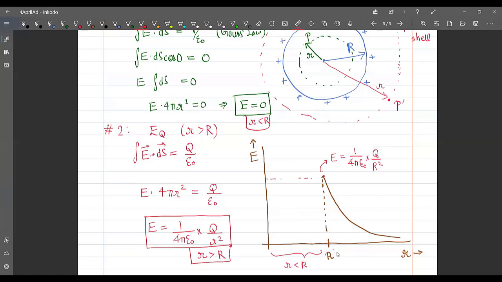But beyond R, in this region, r is greater than R. Any point here, electric field will be given by this formula, KQ by r square. When the value of r increases, electric field decreases. But just outside the spherical shell, the value of electric field will be maximum, and that will be given by this equation, 1 by 4 pi epsilon naught Q by capital R square. Capital R is the radius of the spherical shell. Yes, sir, understood. Okay.